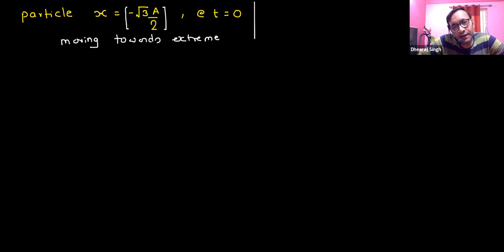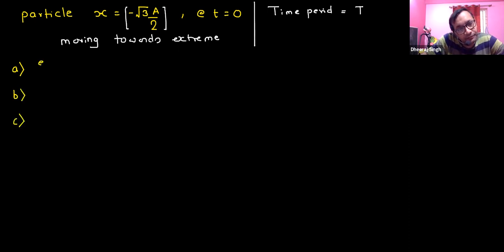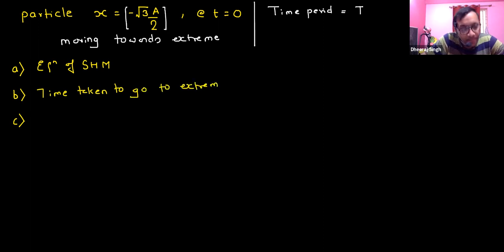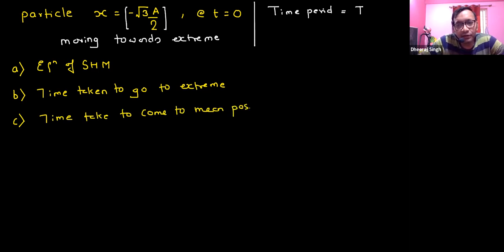Time period of oscillation is given as capital T. In terms of capital T, you need to find out these three things. Equation of SHM, the time taken to go to the extreme, the extreme where it was trying to go, and time taken to come to the mean position. Apart from T, you have capital A that is also given to you. And anything else you require? No, that's it. Find out.